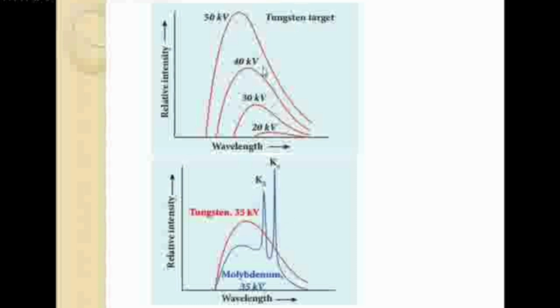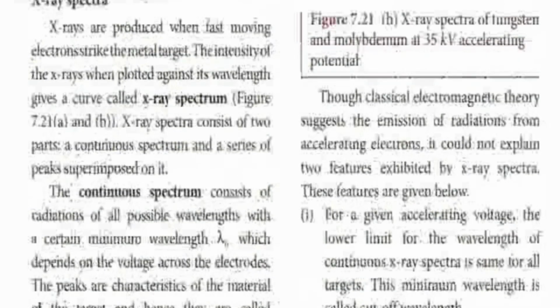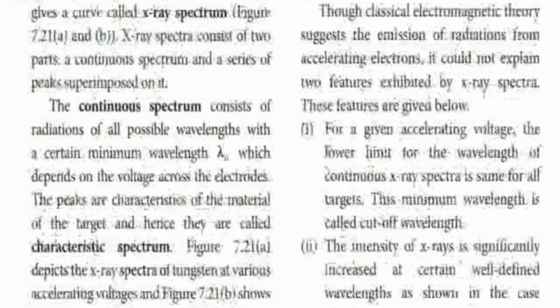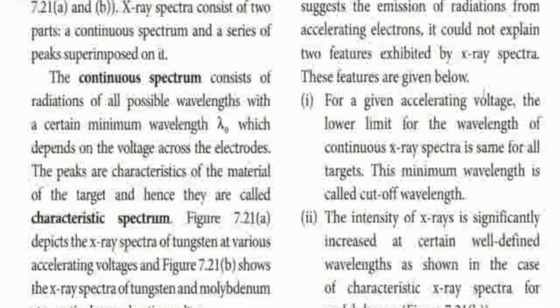This is called a continuous spectra. Continuous means it has all the frequencies. But here the two peaks have a definite frequency. That is why it is called quantum mechanics. These two things are not explained by classical mechanics.